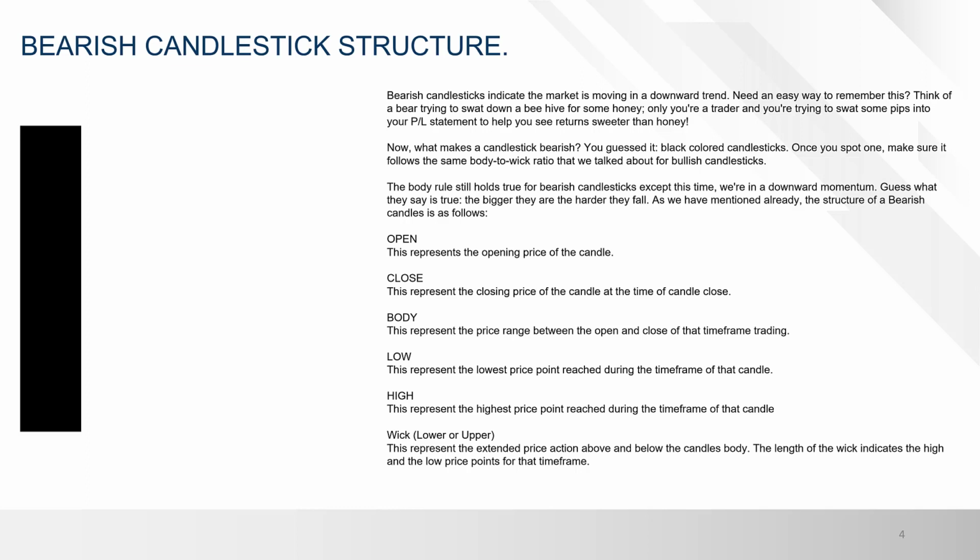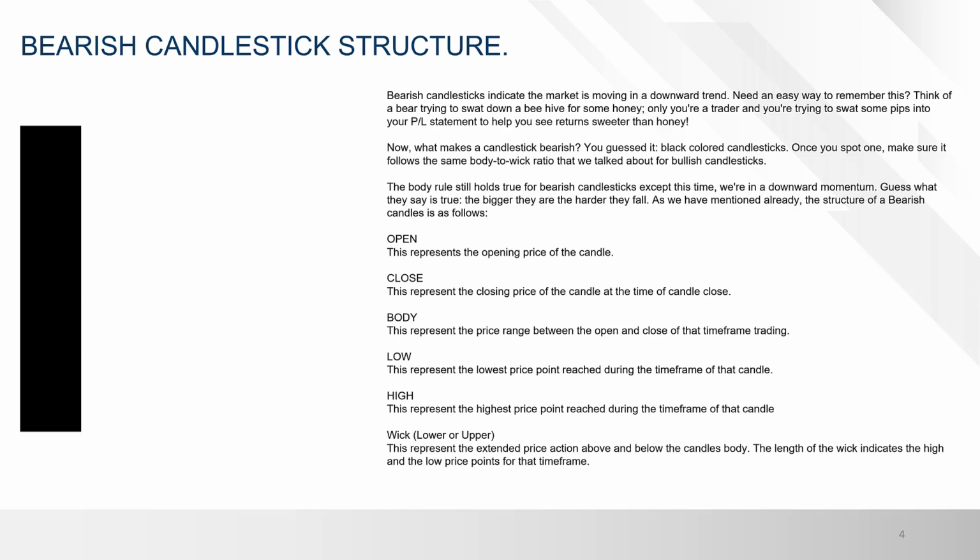Now, what makes a candlestick bearish? You guessed it, black colored candlesticks. As of this course, we are going to be using black colored candlesticks for our bearish candles. Once you spot one, make sure it follows the same body wick ratio that we talked about for bullish candlesticks, meaning it needs to have a bigger body. The body rule still holds true for bearish candlesticks, except this time we are in a downward momentum. Guess what they say is true? The bigger they are, the harder they fall.